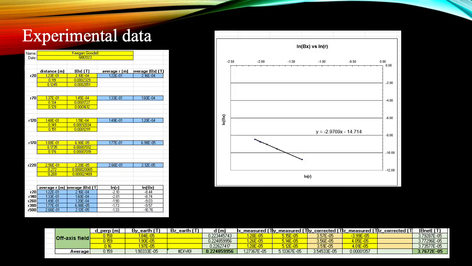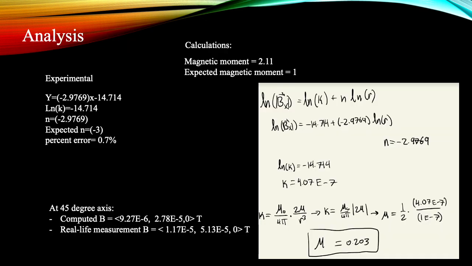Here is the graph of the filled out experimental Excel sheet that we were given, along with all of the data used to calculate and create the graph. Here's the analysis slide of all of the data in the experiment. As you can see, the equation given by the graph gives us our values for n and the natural log of k. And using these two values, you can algebraically solve to calculate the value for the magnetic dipole moment of 0.203, as you can see in the bottom right corner.